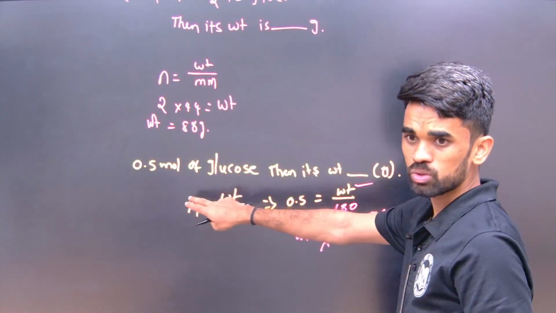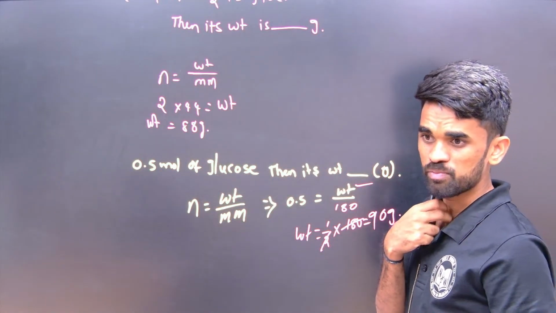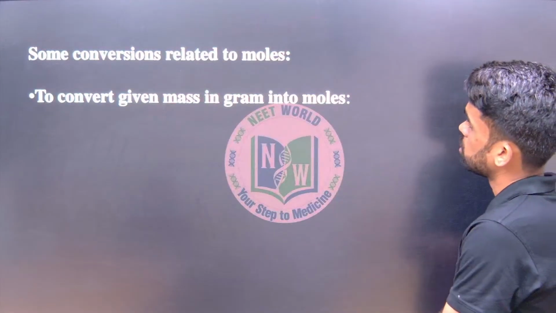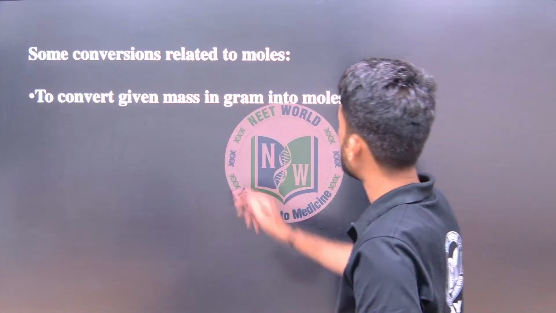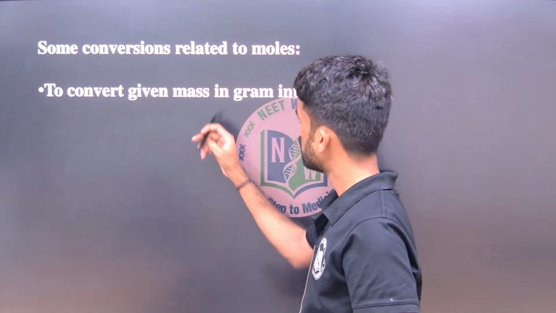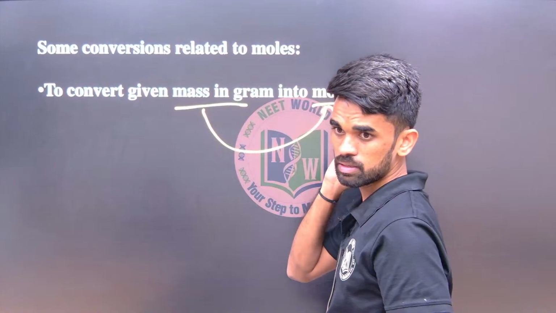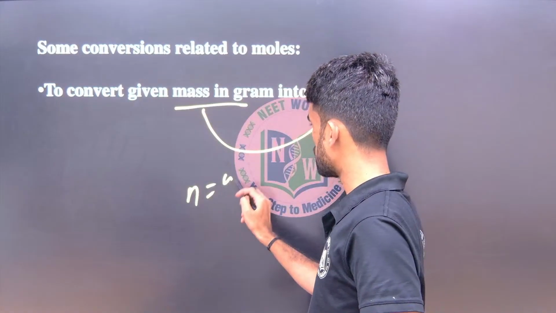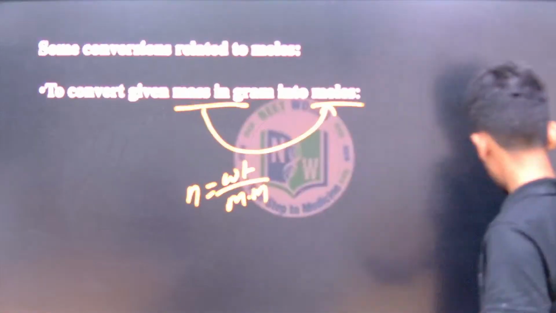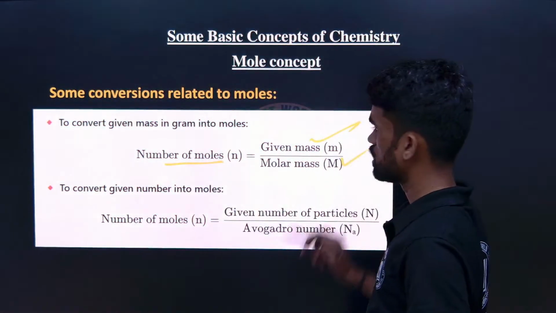I hope you got how to calculate weight from number of moles and number of moles from weight. Basic formula, it is very important again. Okay, now some conversions. To convert mass in grams to moles, what is the formula used? Just given weight by molar mass. So number of moles, n equals given mass by molar mass.